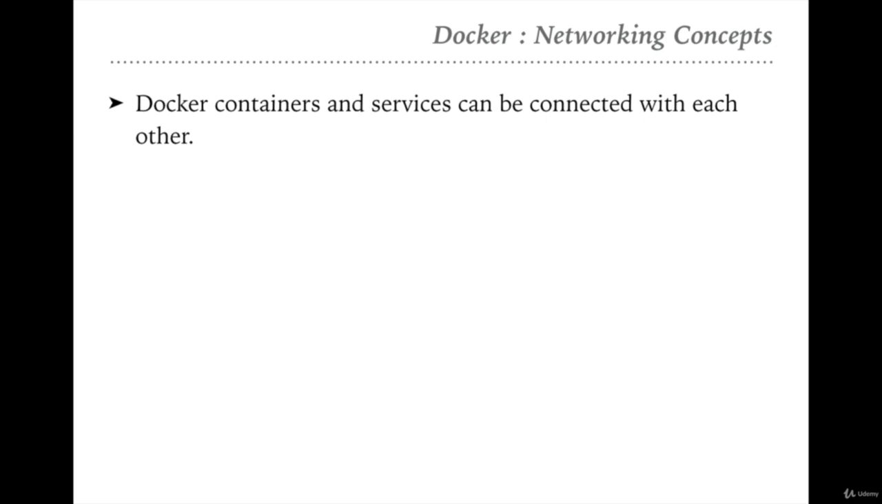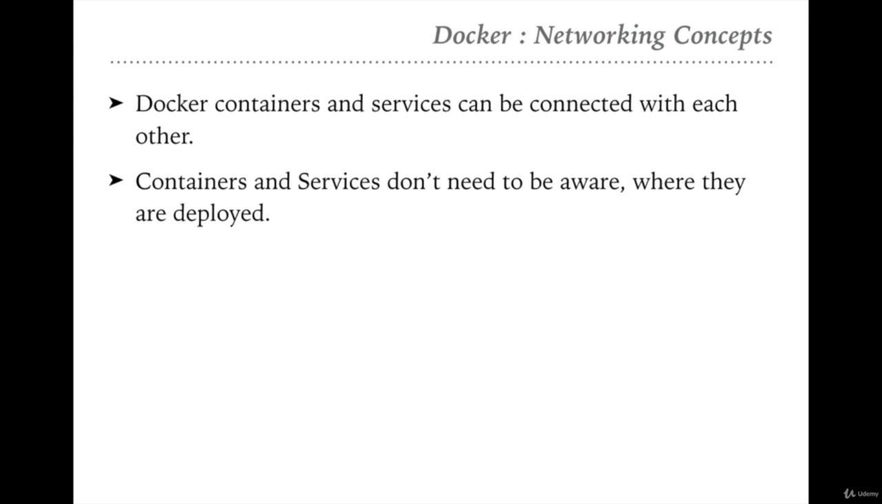Docker containers and services can be connected with each other. For example, when we are running two containers on the same Docker machine within the same network, like a PHP container and a MySQL container, for my web application the PHP container must communicate with the MySQL container. In that case, they both should be connected over the same network and be able to communicate with each other over some ports, right?